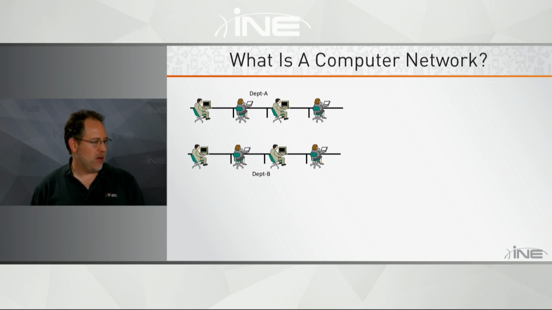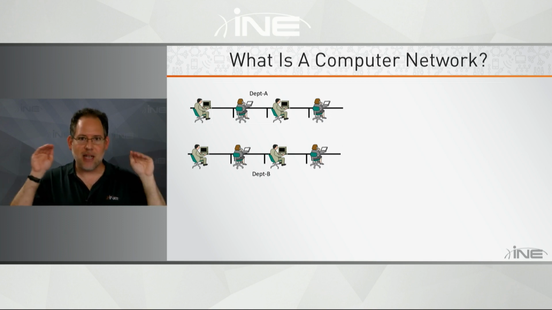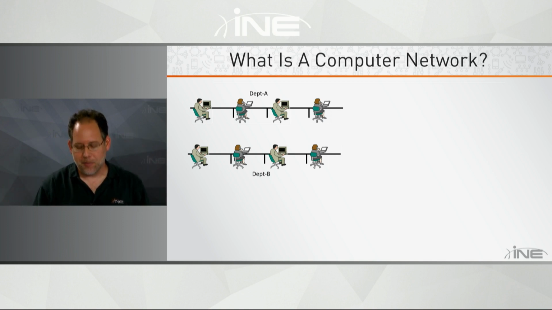In this case, we've got two pretty small networks. Department A's network only has 4 devices, and Department B's network has 4 devices. Very simple network. And as Department A got more and more employees, those new employees would just tap into that one length of cable.